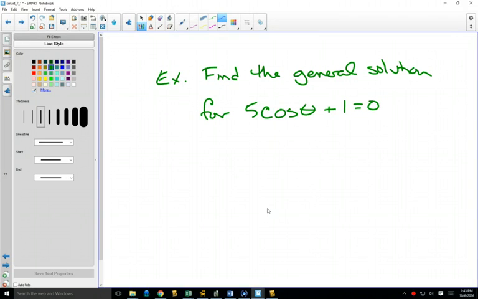And I think there's space maybe at the top of page 575, so that's where you can try this one. And if you want to check, I'll put the answer up.